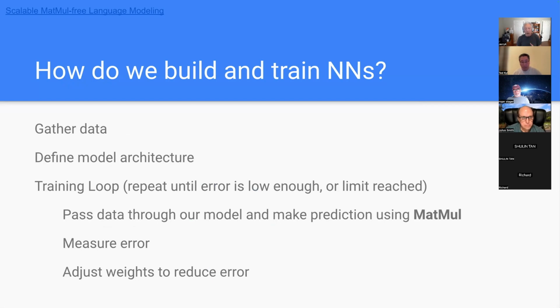So, how do we go about building our neural networks? These are the basic steps, kind of machine learning 101. I'm sure a lot of you already know this, but the first thing we have to do is gather some data, and then figure out what our model is going to look like. Then we have this training loop where we keep passing the data through and monitoring how well our model is doing. And hopefully, we pray that eventually it reaches some limit, or the error gets low enough.